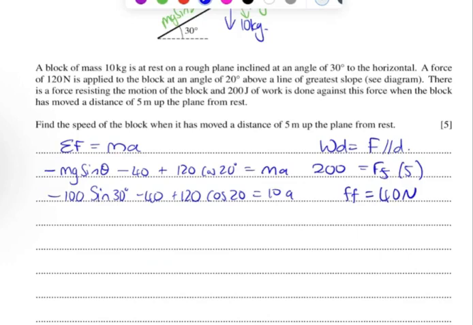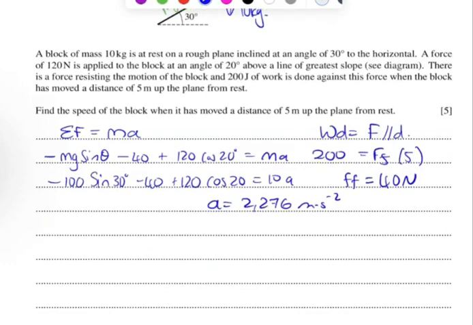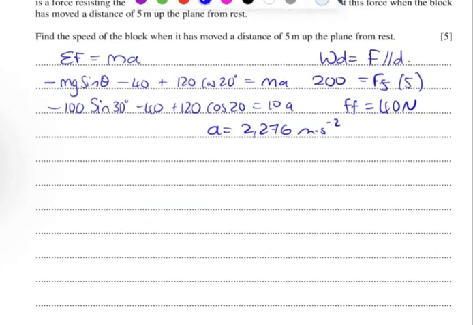And divided by 10, I'm getting an answer of 2.276 meters per second squared. That's my acceleration. I'm actually going to just save that value into my calculator so I can use the entire value when I'm doing this. Now I'm going to just jump into SUVAT because we are starting from rest.